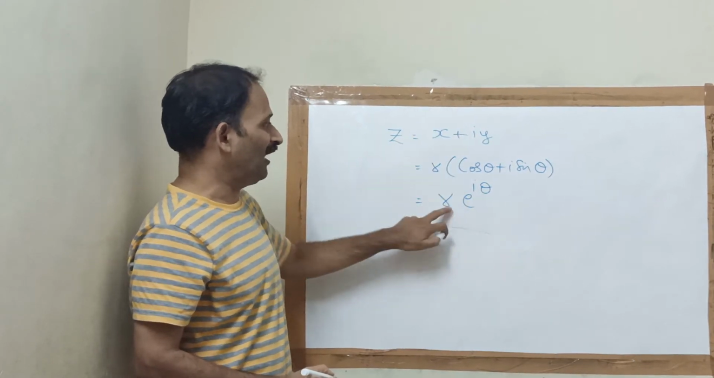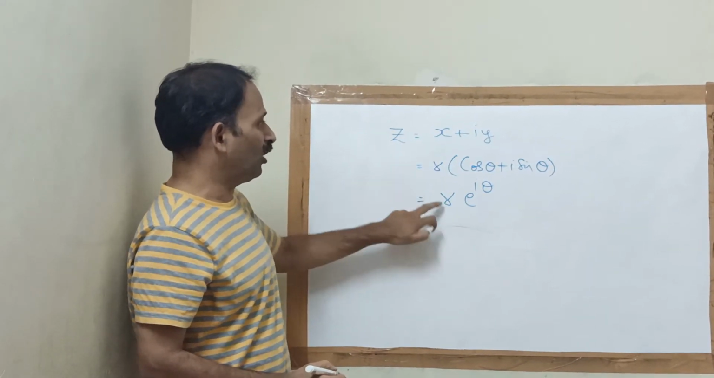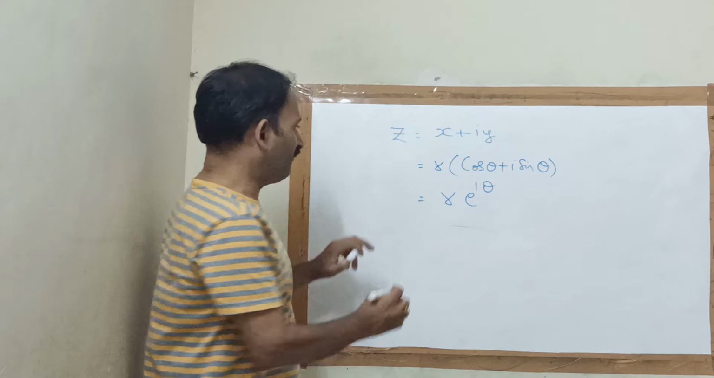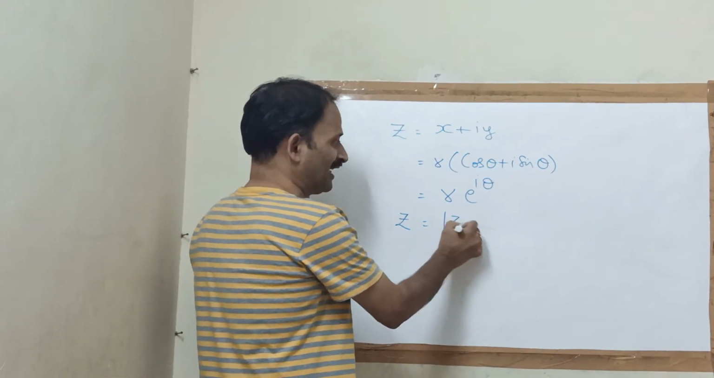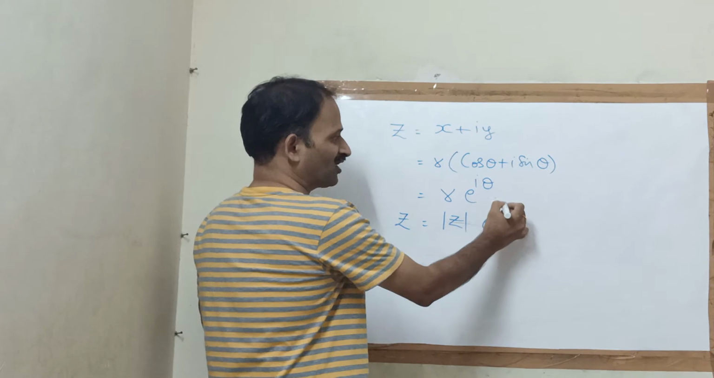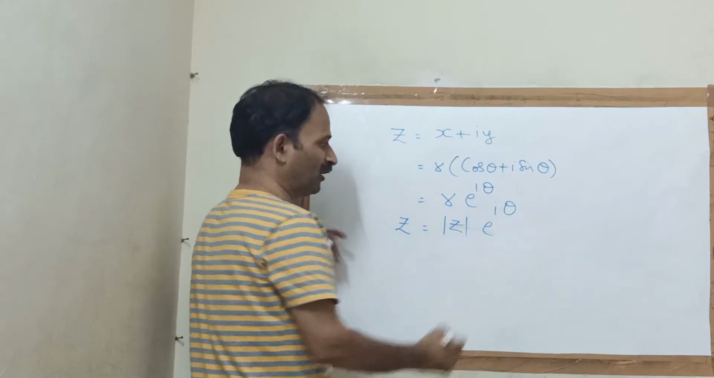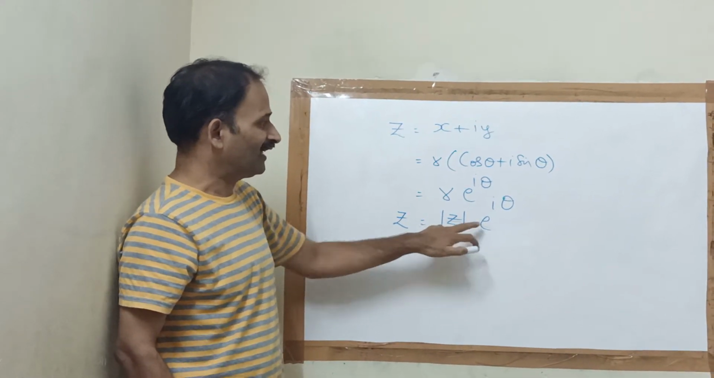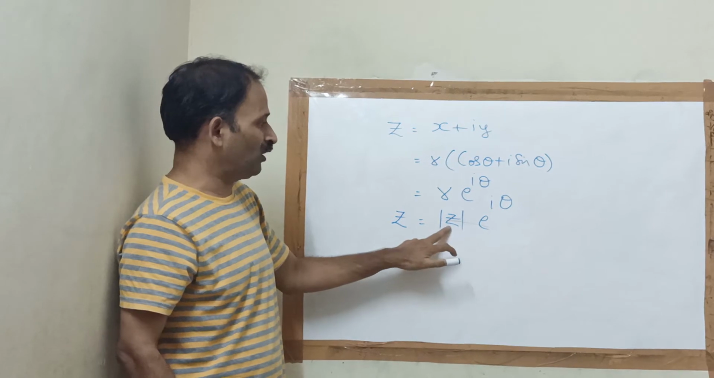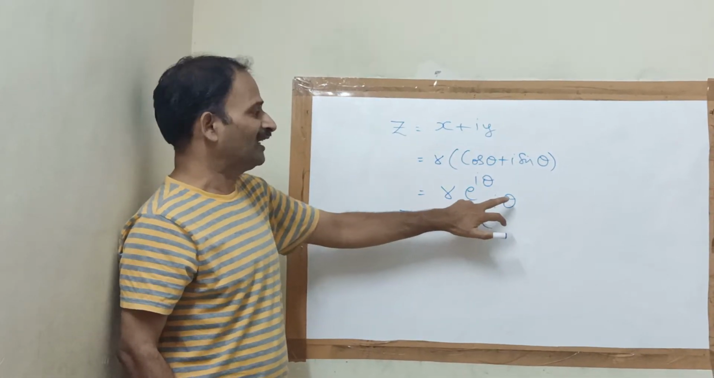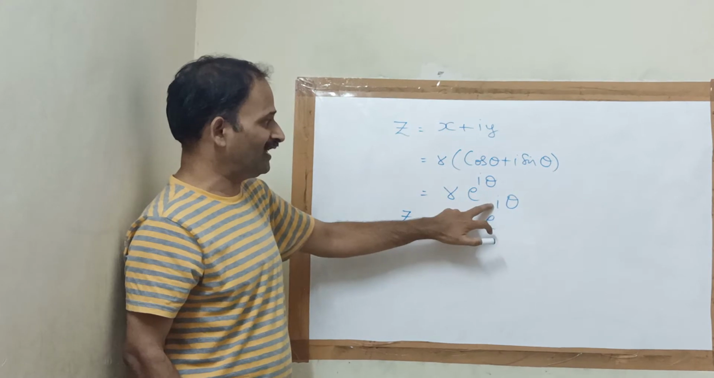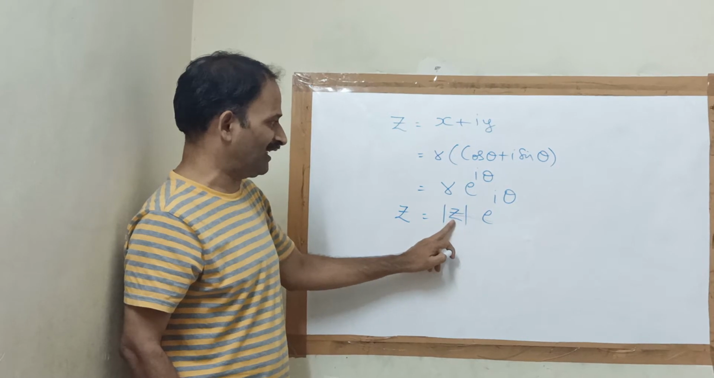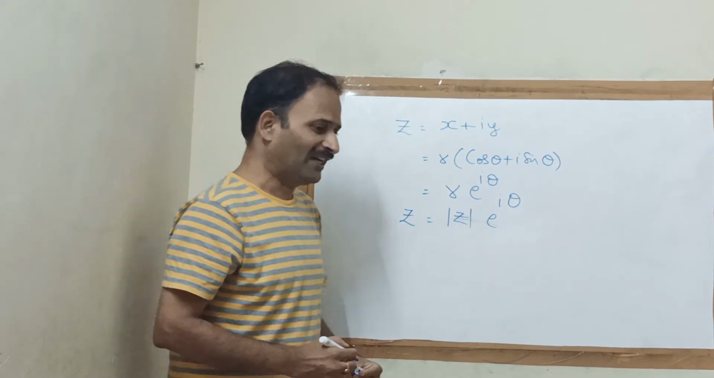Theta is the argument, r is the length of this complex number or modulus of z or modulus of x plus iy. Now every complex number can be represented as its modulus into exponential of i times its argument. Every complex number can be represented as modulus of z into e power i theta. Here mod z is the length of this complex number and theta is the argument. Here i is imaginary, that is iota. That means every complex number can be represented as mod z into e power i theta.